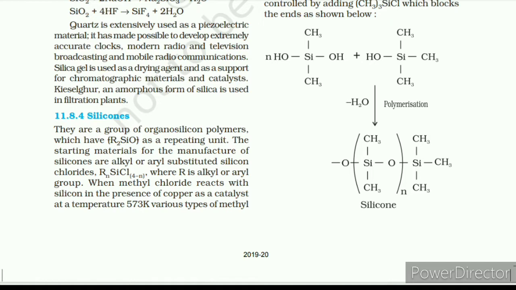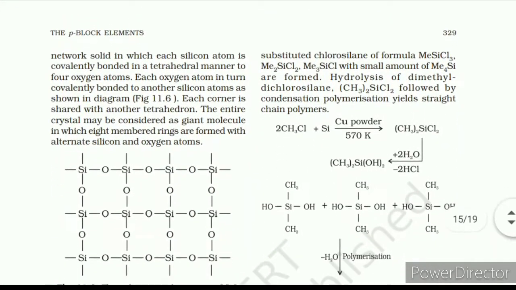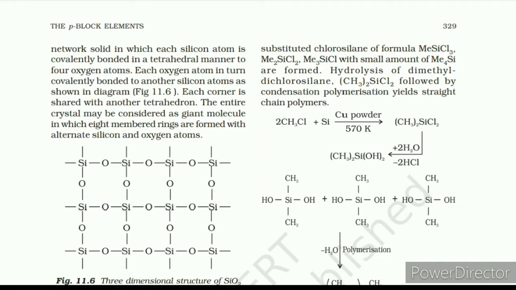Hydrolysis of dimethyldichlorosilane, that is (CH3)2SiCl2, followed by condensation polymerization yields straight chain polymers. That is, 2CH3Cl plus Si in the presence of copper powder at 570 Kelvin gives (CH3)2SiCl2, which on hydrolysis gives (CH3)2Si(OH)2. The chain length of the polymer can be controlled by adding (CH3)3SiCl, which blocks the ends, as shown below.